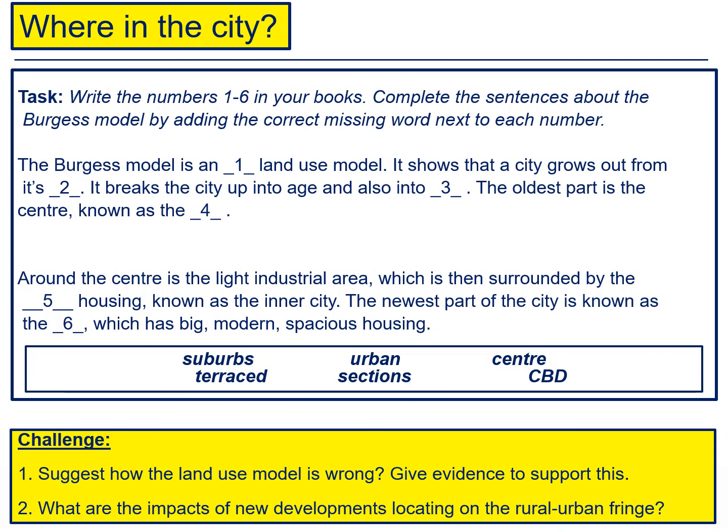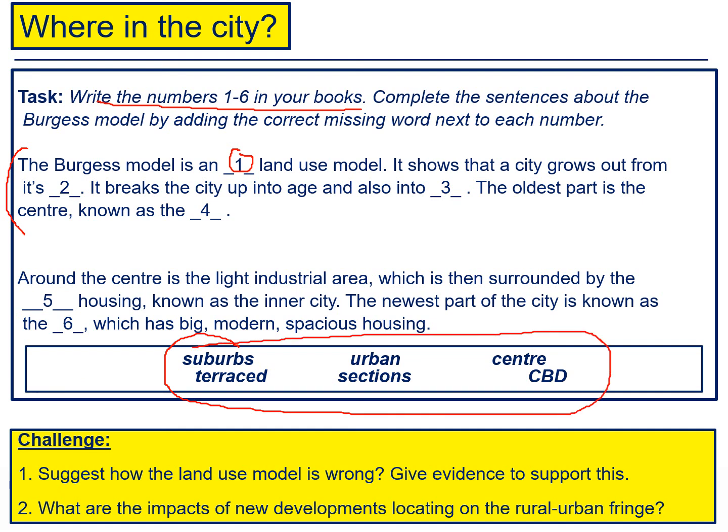For this activity, I want you just to read the 2 paragraphs that are in this box. It says here, the Burgess model is a blank land use model. You can see that this paragraph has blanks, and they're numbered 1 to 4. What I'd like you to do is write the numbers 1 to 6 in your books, and then write the correct word that would go in that blank. It's quite easy, so don't copy out those paragraphs. Just read the paragraphs and then write what the answer would be. So it would be like 1 equals and whatever word goes there.